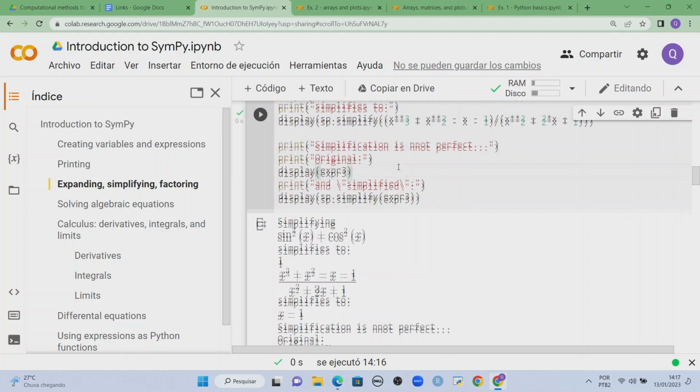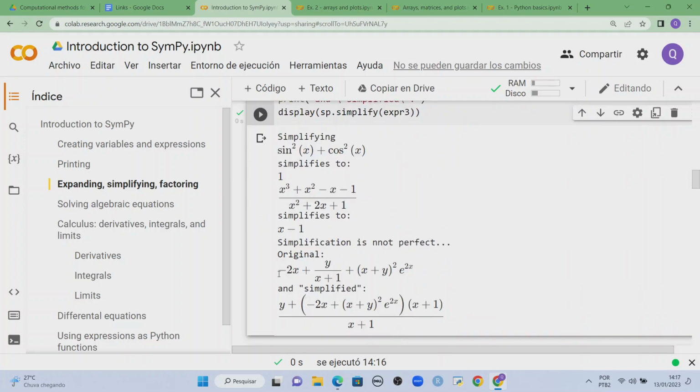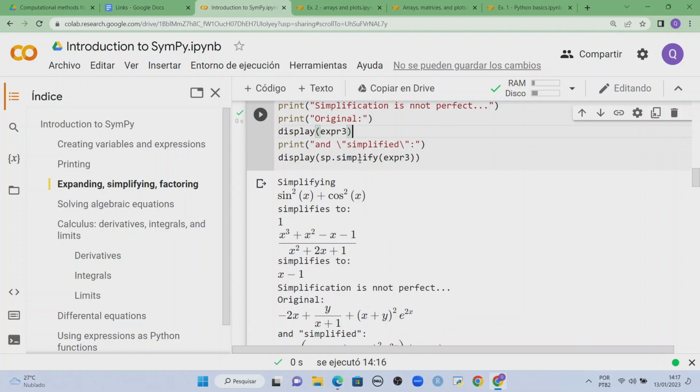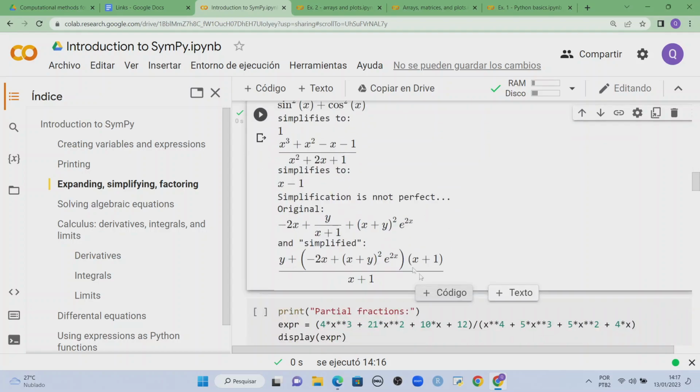But then there are some exceptions, right? So here is an expression. I think this is expression 3, right? You have this thing here. It doesn't look too simple, but then when I try to simplify this expression, it gives us this, right? I would argue that it doesn't really look simpler than the original one, right? So this is the best it could do, okay?